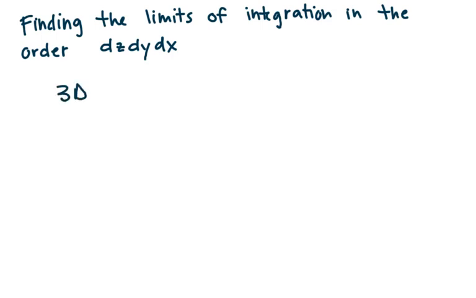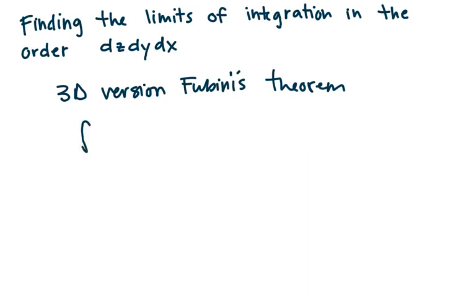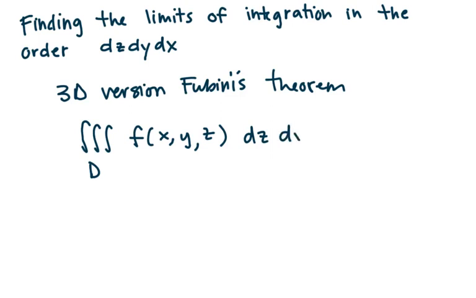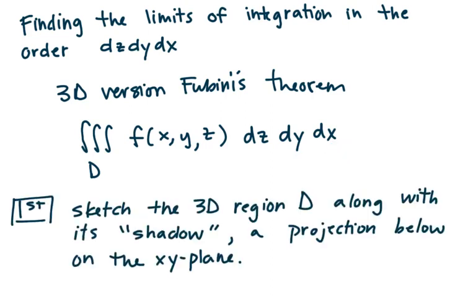So we have a 3D version of Fubini's theorem. Essentially we have the triple integral over the solid D of f of x, y, z, equals maybe some function w, and then we have dz, dy, dx. So again, that's standard convention.